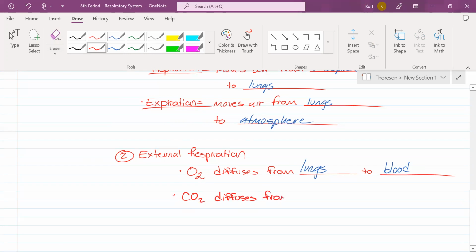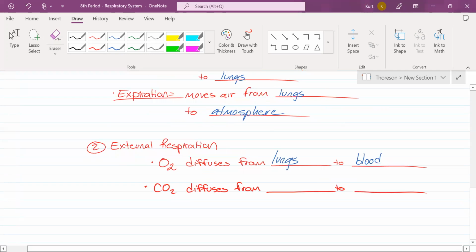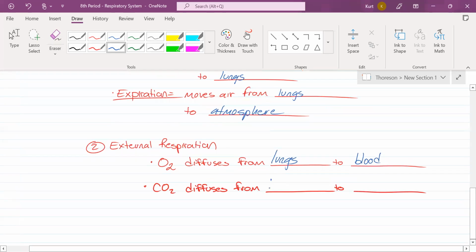It diffuses from blank to blank. Are we needing CO2 or are we getting rid of CO2? So where's the CO2 coming from? Your blood. Some of you get the hang of this pattern here. And then where is it being released into? Your lungs. Right. All right.